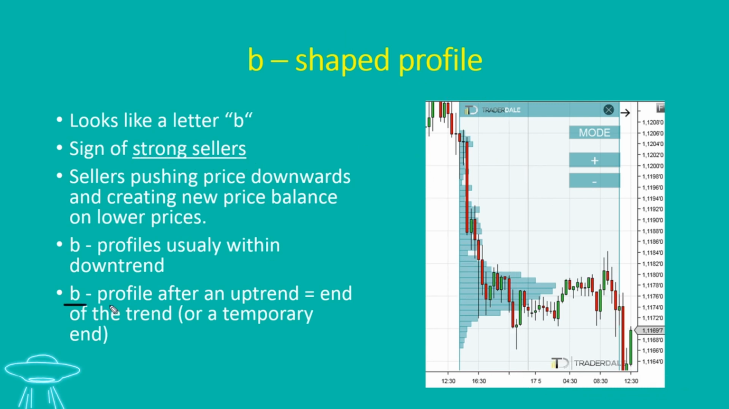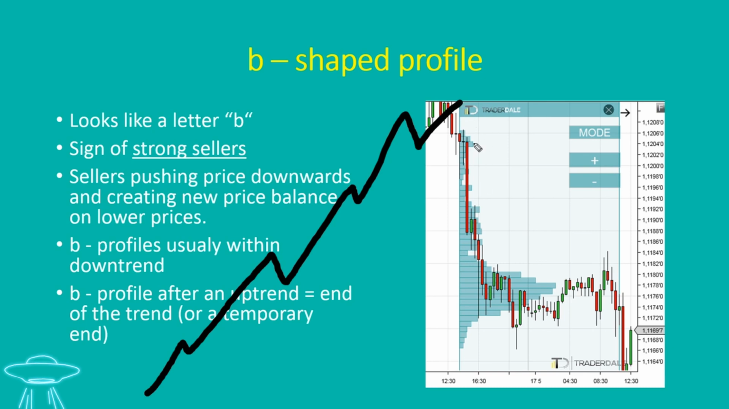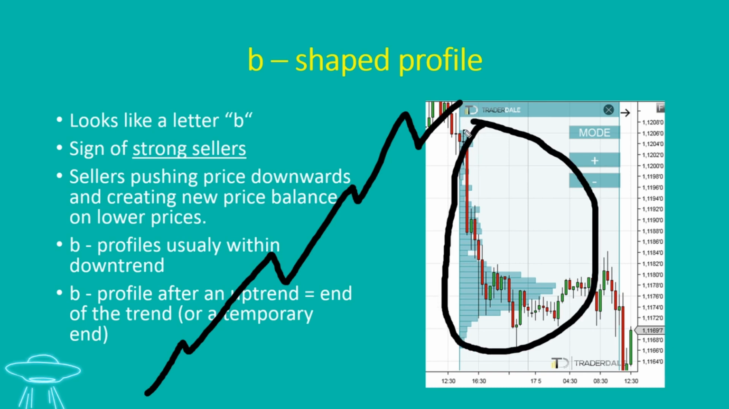When there is a B-shaped profile after an uptrend, then it means that the uptrend is over or could be over, and there's a temporary end of the uptrend or a change of a trend. So imagine there was a strong uptrend, and now something like this occurs. B-shaped profile, which is a sign of strong sellers who go against the buyers who are pushing the price upwards.